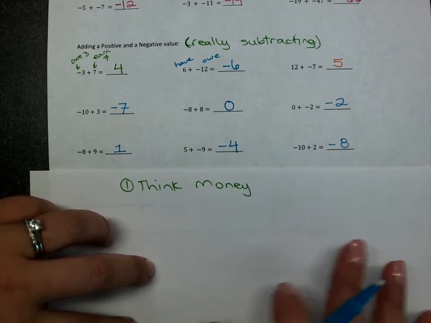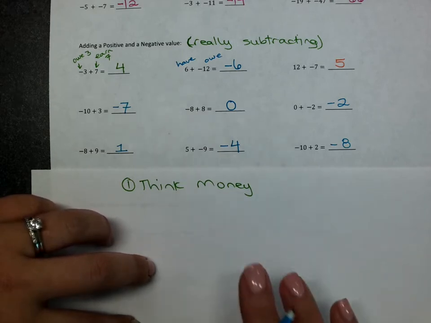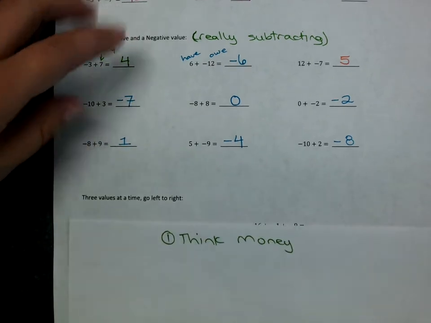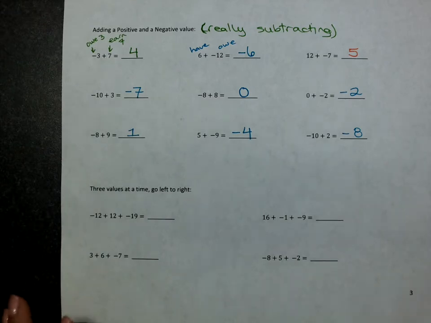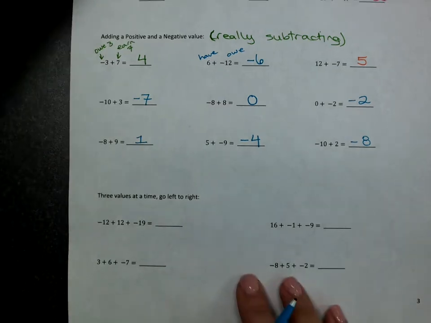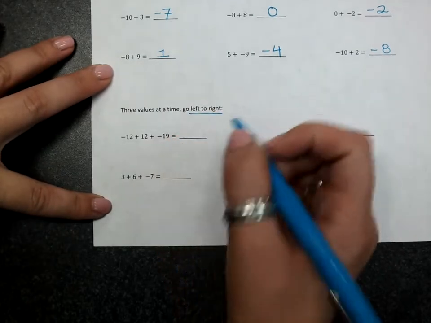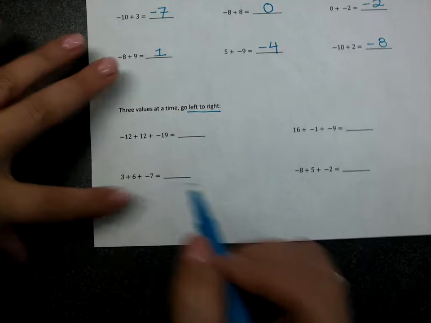There are practice sheets. I can find more practice. Practice until this is just second nature and you're always getting the answer correct. So I put a couple at the bottom. They're a little more challenging. 3 numbers at a time. We're going to go left to right. So we're going to work out the first 2, and then we'll worry about the third one.